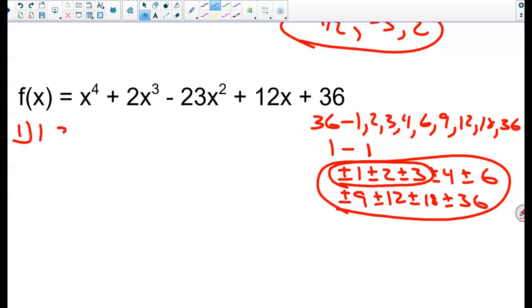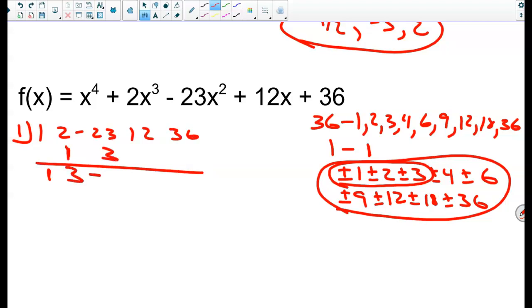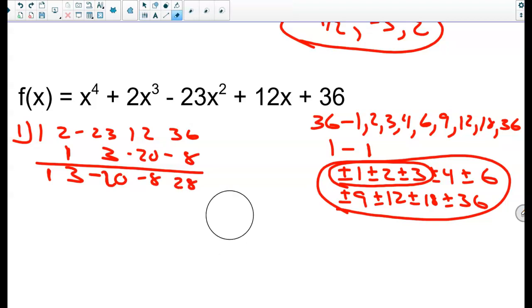Start with 1. 1, 2, negative 23, 12, and 36. Drop the 1, we get 1. 3, we have negative 20. Negative 20 and 12, negative 8, negative 8. We get 28. That's no good.